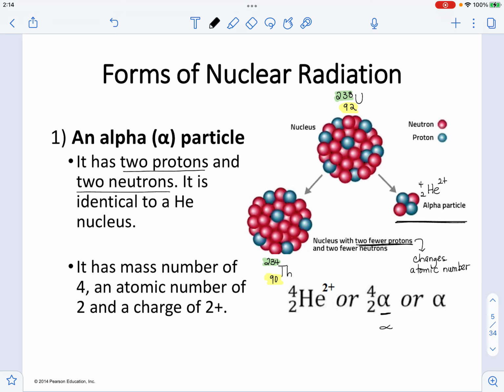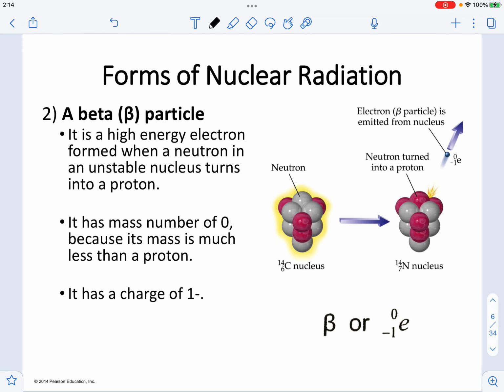Let's go along and look at the other forms of nuclear radiation. The second type of nuclear radiation that you need to know is a beta particle. A beta particle is a high energy electron formed when a neutron in an unstable nucleus turns into a proton. Understand that this beta particle that is released has a mass number of 0 because its mass is much less than that of a proton. And overall, it has a charge of -1.